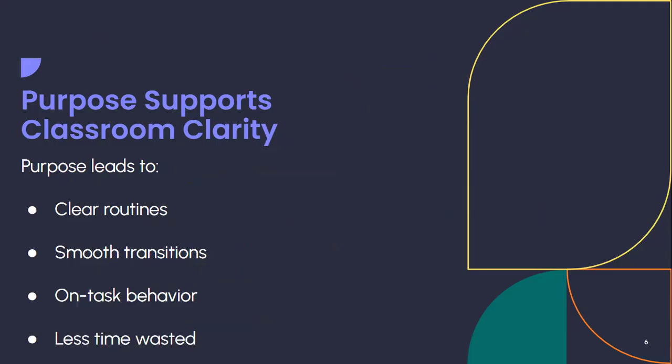Planning with purpose also streamlines your classroom. When lessons are organized around a clear goal, transitions make sense, directions are easier to follow, and students stay more engaged. You spend less time correcting behavior and more time actually teaching. So, purpose supports classroom clarity. Purpose leads to clear routines, smooth transitions, on-task behavior, and less time wasted.